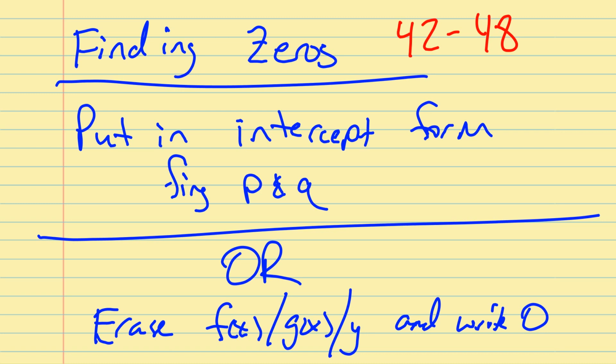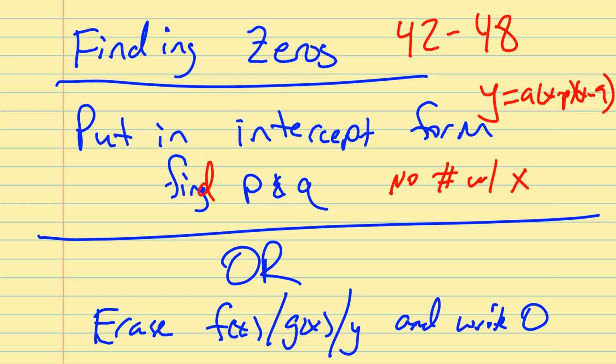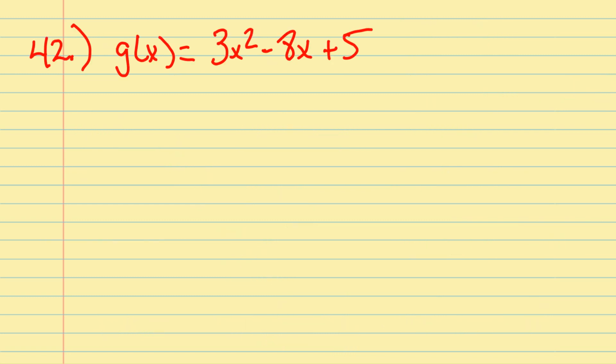Alright, 42 to 48, say finding zeros. So put it in intercept form, and remember, intercept form is y equals a times x minus p times x minus q. So you have to have two sets of parentheses, no number with x. That takes a little bit of work, and then you're going to find p and q. Or you could just erase the y, f of x, and write 0, and then solve like 34, 36, etc. I'm going to do it this way, just to show you what it looks like, because that's how the book intended you to do it.